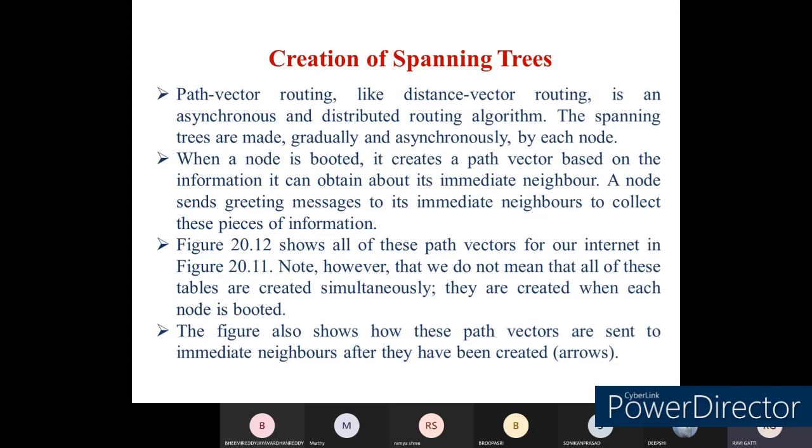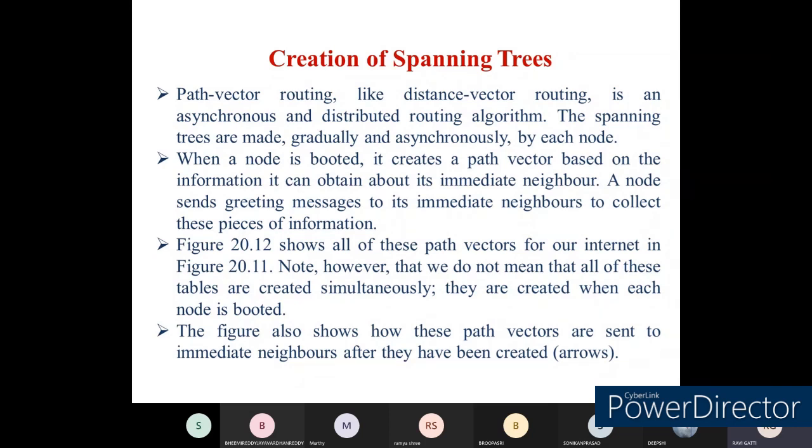Now each node, after creation of the initial path vector, sends it to all its immediate neighboring nodes. What does this mean? Once the network has been created, that is, when the node has been booted and identified in the network, each node creates the initial path and sends that path to the neighboring node.